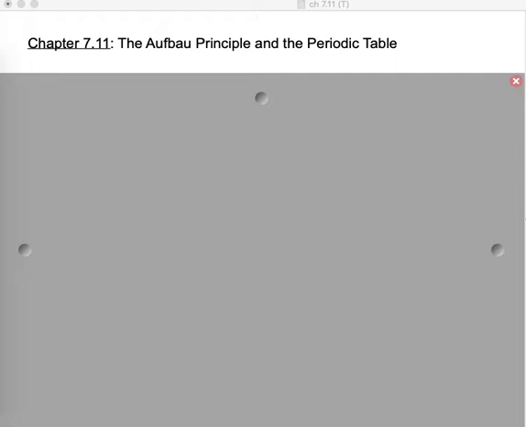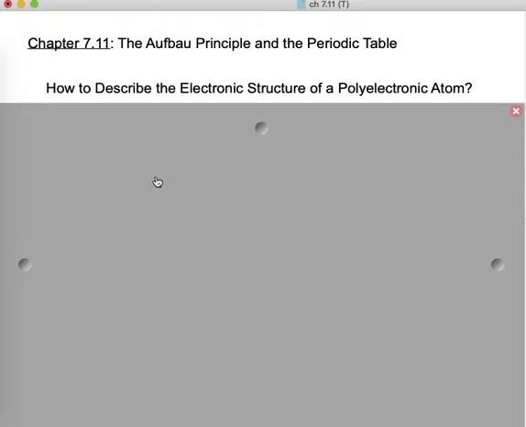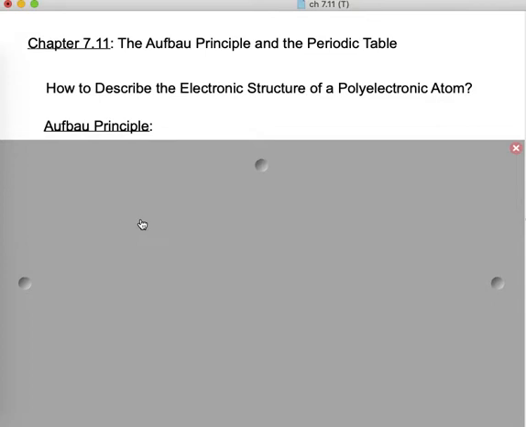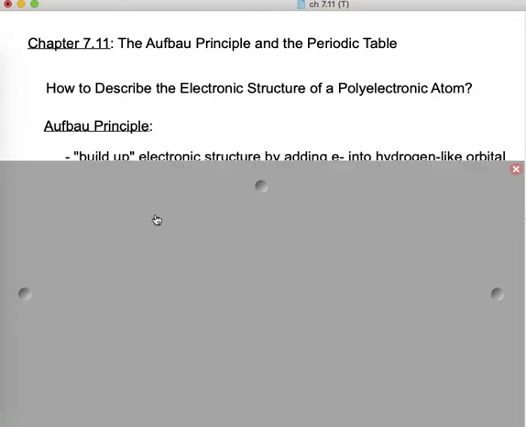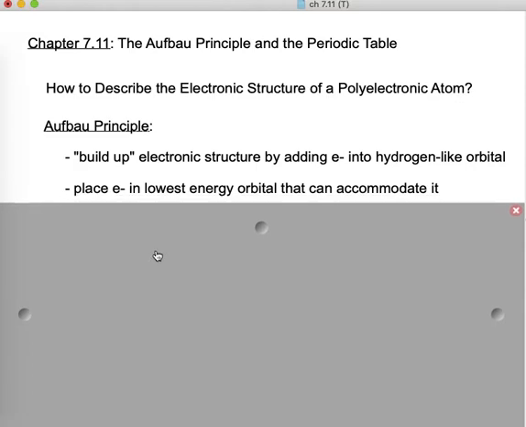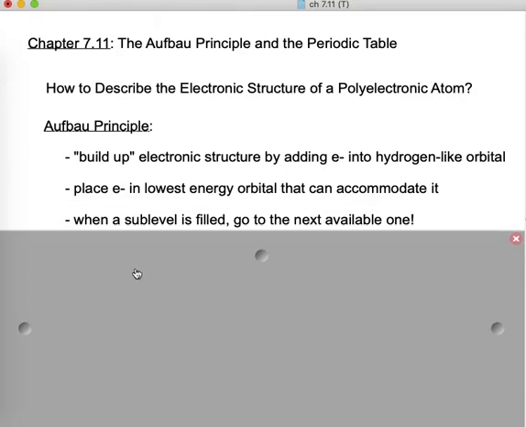So our goal here is to describe the electronic structure of a polyelectronic atom, an atom with two or more electrons. To do that, we're going to use what's called the Aufbau principle. Aufbau comes from the German verb bauen, which means to build. Aufbau literally means to build up. And the idea is that we build up the electronic structure of a polyelectronic atom by adding electrons into hydrogen-like orbitals. We place the electrons in the lowest energy orbitals that can accommodate them, and when a sublevel is filled, we simply go to the next available one until we've run out of electrons.